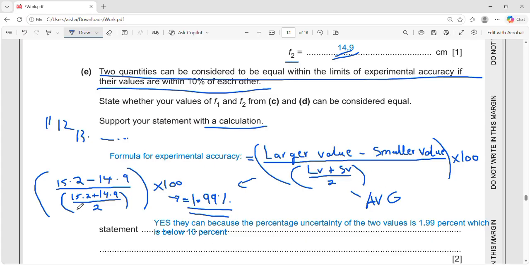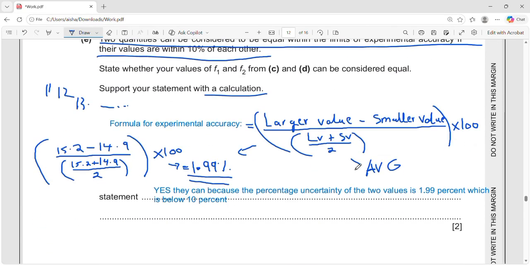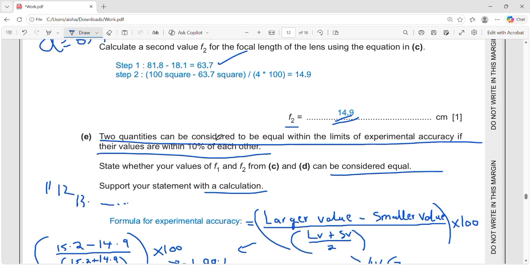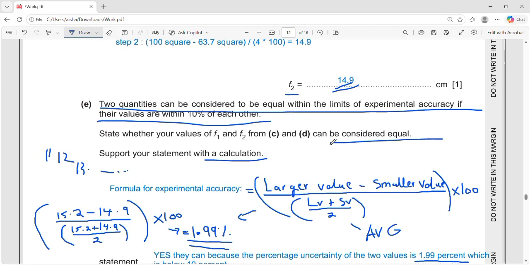Perfect. But what about the average? Average is 15.2 plus 14.9 over 2. Average is basically the mean of those, right? You add all of the values and divide by the number of values. The number of values is 2 over here, so adding both is 15.2 plus 14.9 over 2. That's your average. You divide 15.2 minus 14.9 by that average and multiply by 100, which gives you 1.99%. So the answer is yes, they can be considered equal because the percentage uncertainty of the two values is 1.99%, which is below 10%. If anything falls below 10%, within 10%, or equal to 10%, then yes, it can be considered equal.